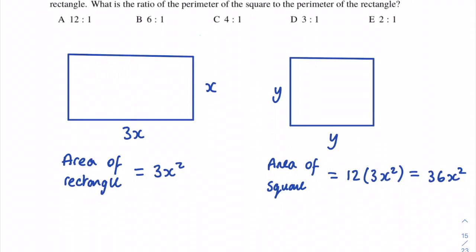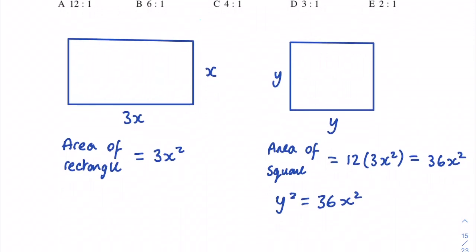Well, I said that my side lengths are y, so the area of the square is going to be y squared, so we can say that y squared equals 36x squared. Then we can take the square root of both sides and we get y equals plus or minus 6x. Obviously we're looking at lengths here, so we're only going to take the positive square root. So we're just going to get y equals 6x for each of the sides. So now we can work out what the perimeter of the rectangle and the square is in terms of x.